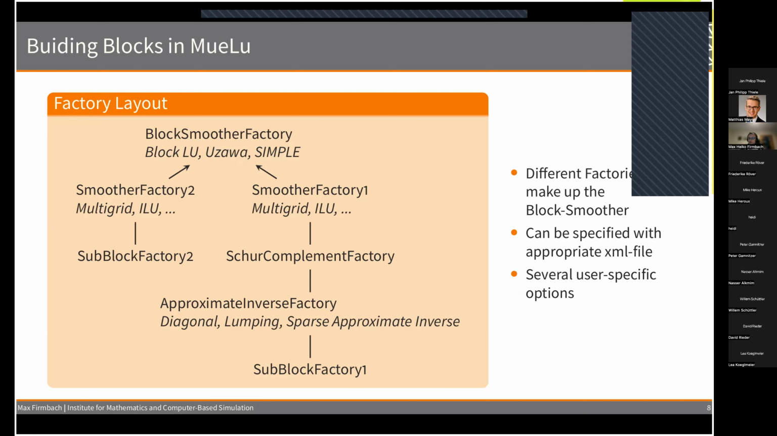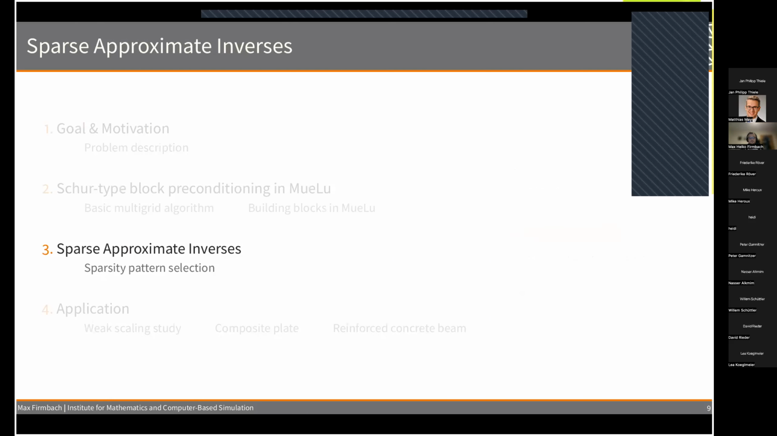But of course, you can also do that much easier. There are facade classes which hide all of these complicated things. And you can also just use an XML file which consists of 5 lines, which contains only the very basic information you need. So which smoother you want to use, which restriction and prolongation, and which multigrid type in general. So you have a lot of options to choose from. And of course, depending on the problem you have, you might want to go a little bit deeper and make it more user specific.